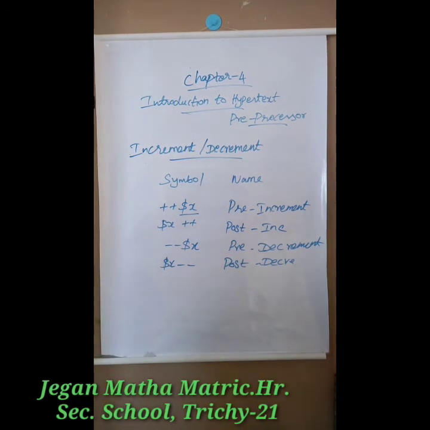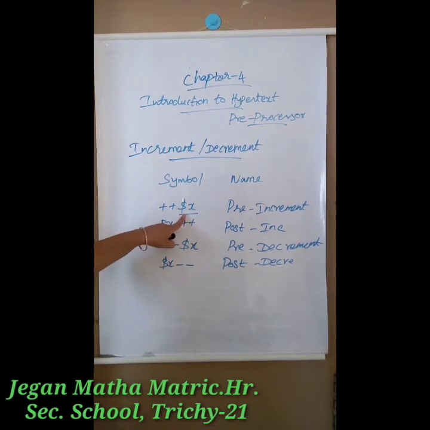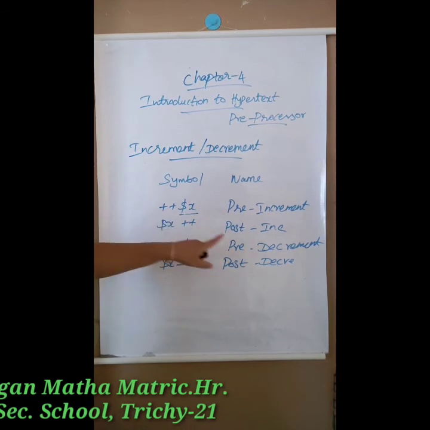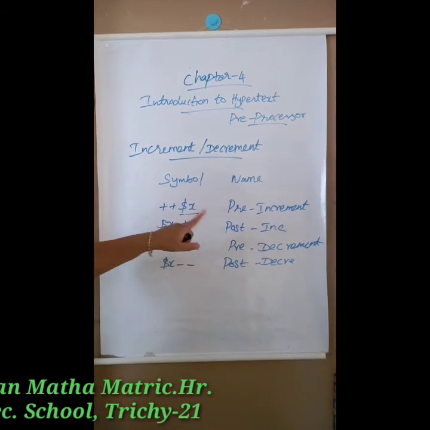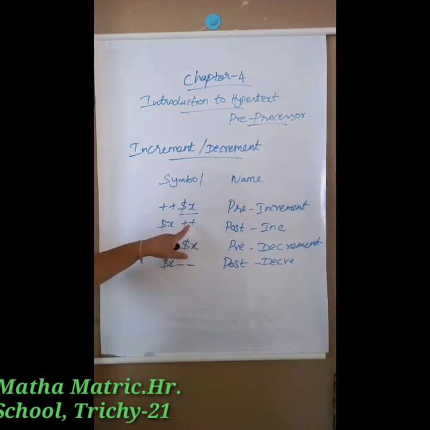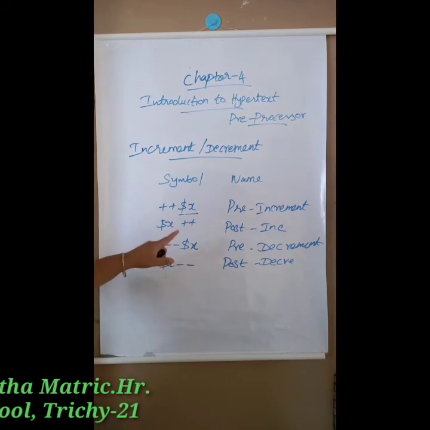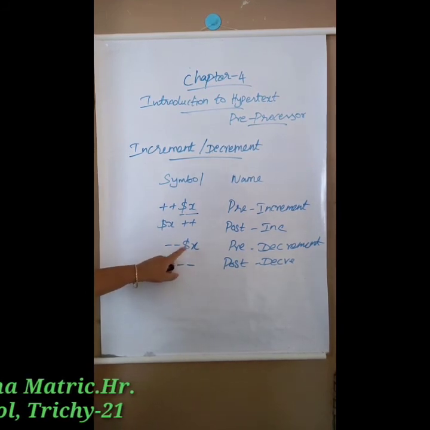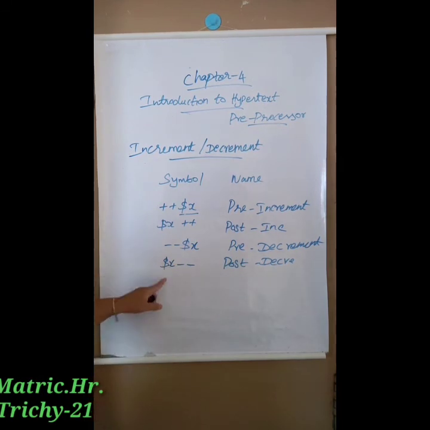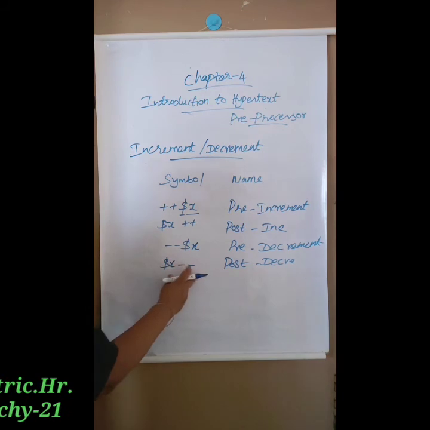Here, pre-increment means it increments the x value by 1, then it returns the x value. Post-increment means first it returns the x value and then adds 1. Next, pre-decrement means it decrements the x value by 1, then returns the x value. Post-decrement means it returns the x value, then it decrements by 1.